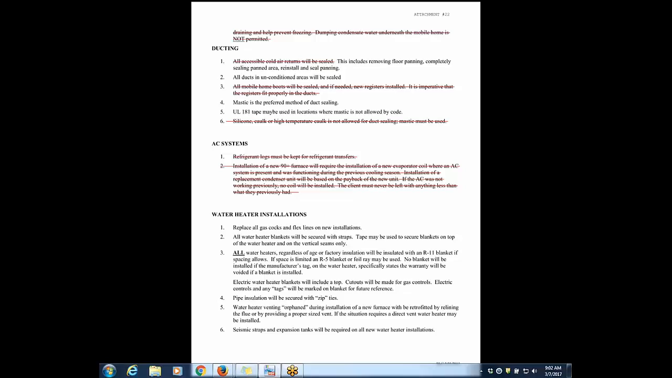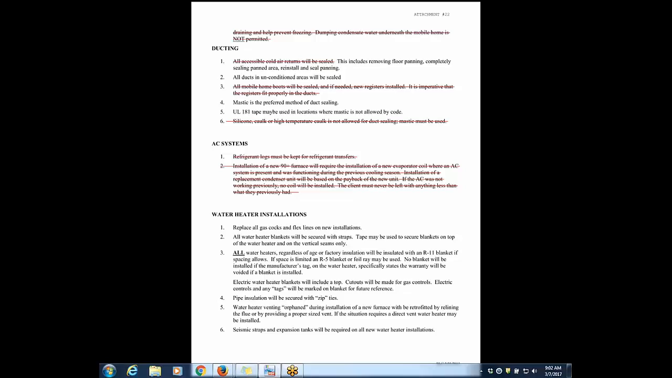Is that correct, that when you're installing a new furnace, it's always going to require a new evaporator coil? No, it's not always going to require a new one. That's, again, a call the agency can make. In a lot of instances, yes, it will, but not always. Okay.